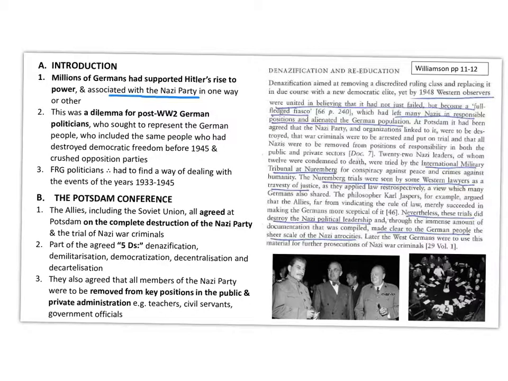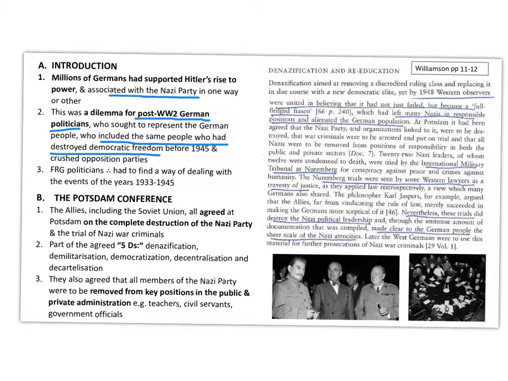Now, that posed a dilemma after World War II for the post-World War II German politicians, because, of course, the decision was that Germany would become a democracy, and therefore, if it's going to become a democracy, the German people need to be represented. But by giving the Germans the vote, you're going to include the same people, the supporters of the Nazis, who had destroyed democratic freedom before 1945, and who had crushed opposition parties. There is the dilemma. So obviously the issue is who are these people?